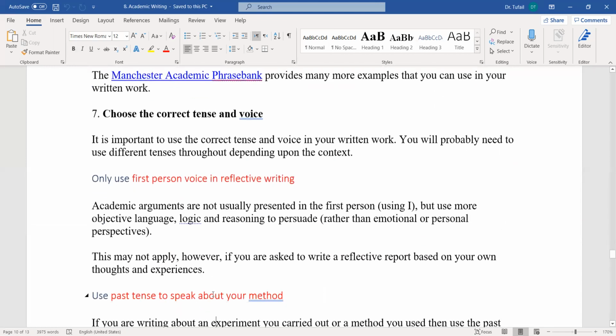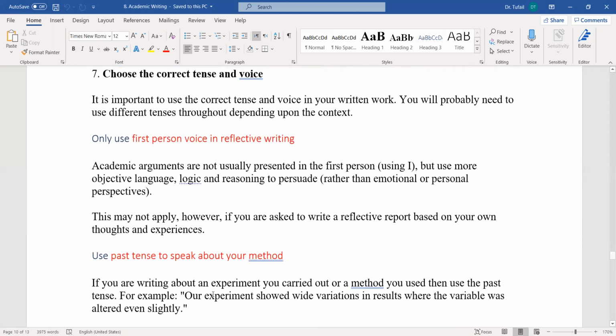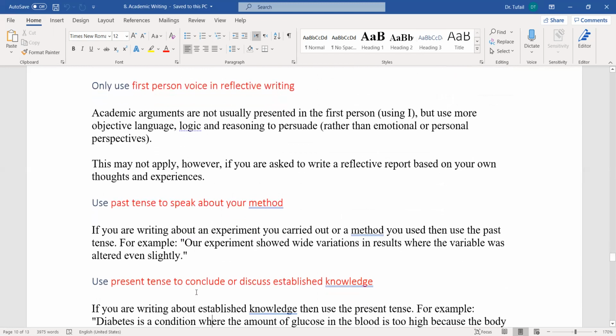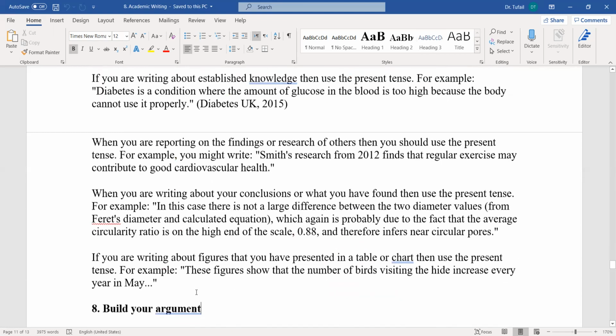Use the correct tense and voice. Only use first person voice in reflective writing, and use past tense to speak about your method, what you applied in your studies, and present tense to conclude or discuss established knowledge. Whenever you are going to conclude or discuss established knowledge, meaning content, information, material, then you should use the present tense.